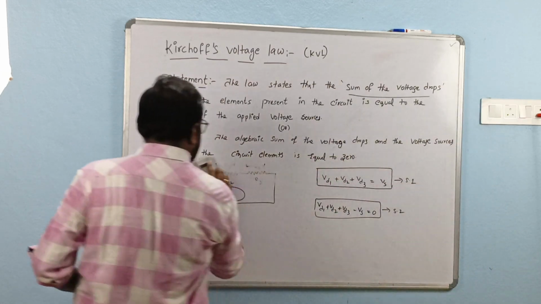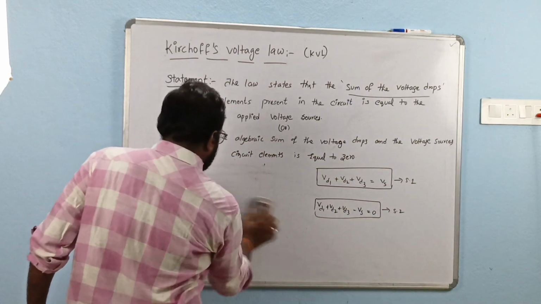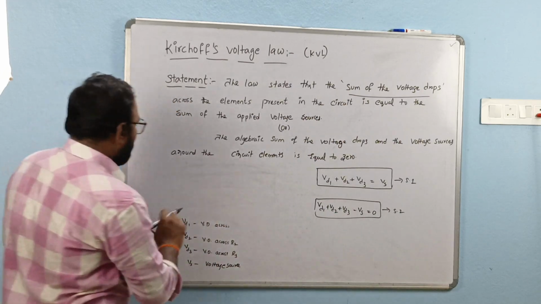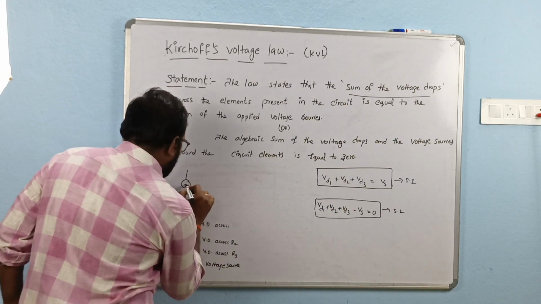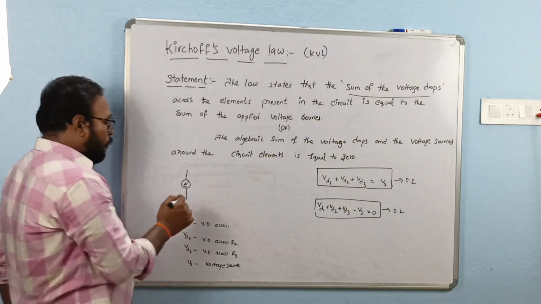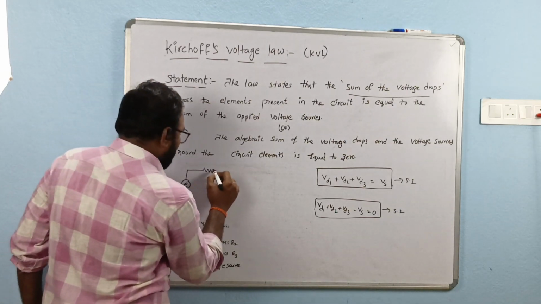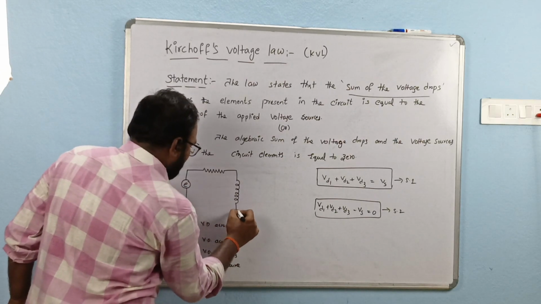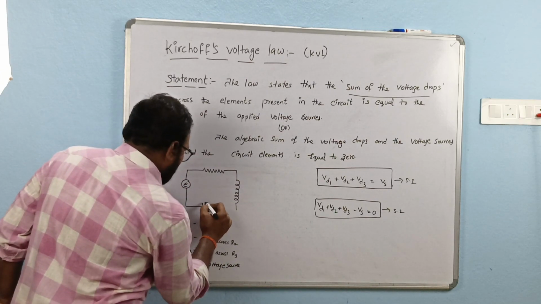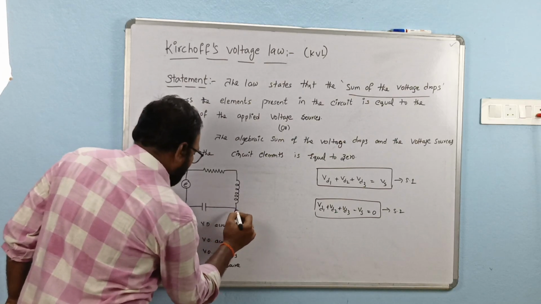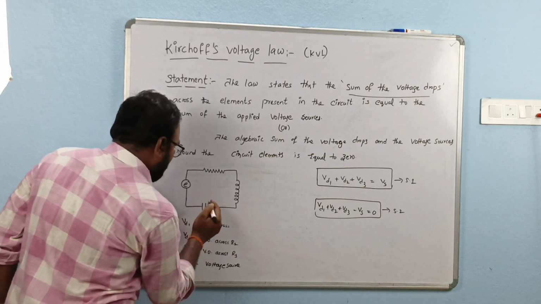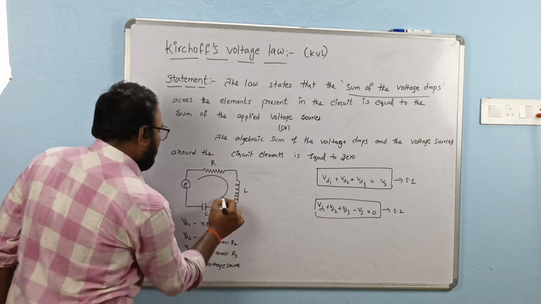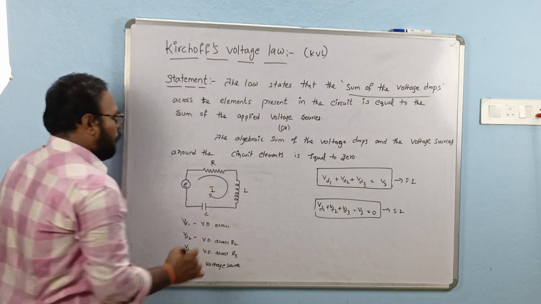Now, we are doing the same thing for RLC. See here, what is the circuit? This is the EMF, the voltage source E, then R, L, C. So, what happened? Now, the current I is flowing through it.